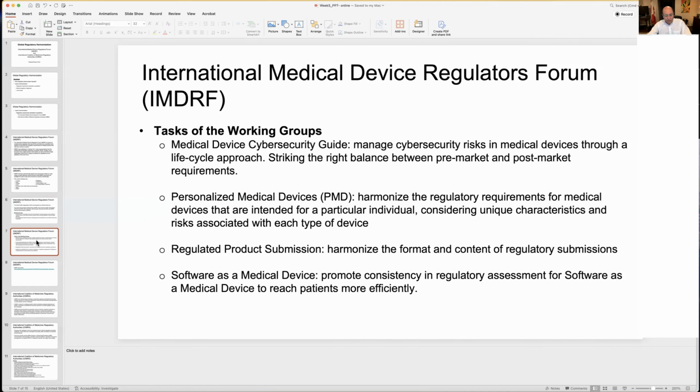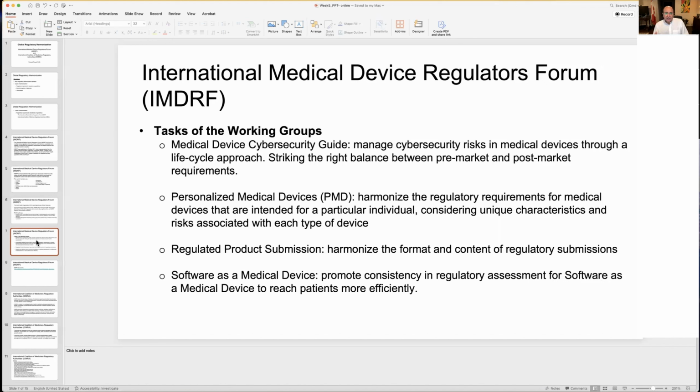Now, we also have other groups, such as the Medical Device Cybersecurity Guide. They manage the cybersecurity risk in medical devices through a life cycle approach. So what is that exactly? This means that we need to make sure that when we are using, for example, any software, the information of the patient is going to be protected. This is why we talk about cybersecurity risks, and we are looking into addressing those risks in a life cycle approach. So they strike the right balance between the pre-market and post-market requirements.